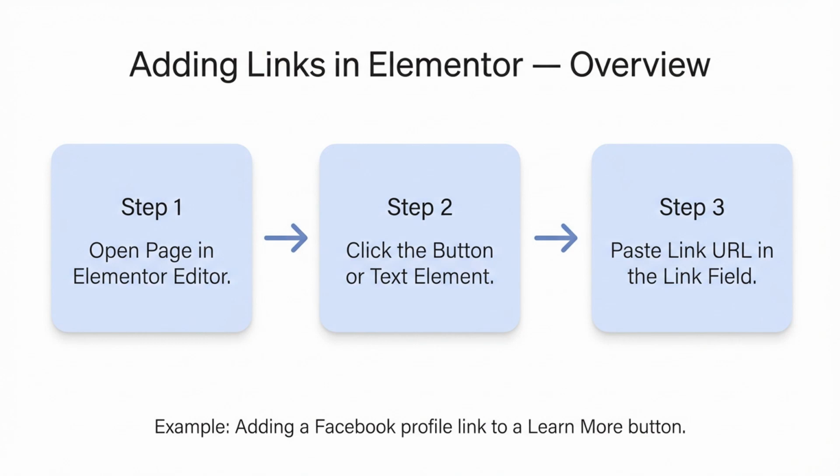One of the most practical skills in building any web page is adding links, connecting your buttons or text to external pages like social media profiles. The process in Elementor follows 3 clear steps. Open the page in the Elementor editor, click on the element you want to link, and then paste the URL into the link field. Let's walk through this using a Facebook profile link as the example.